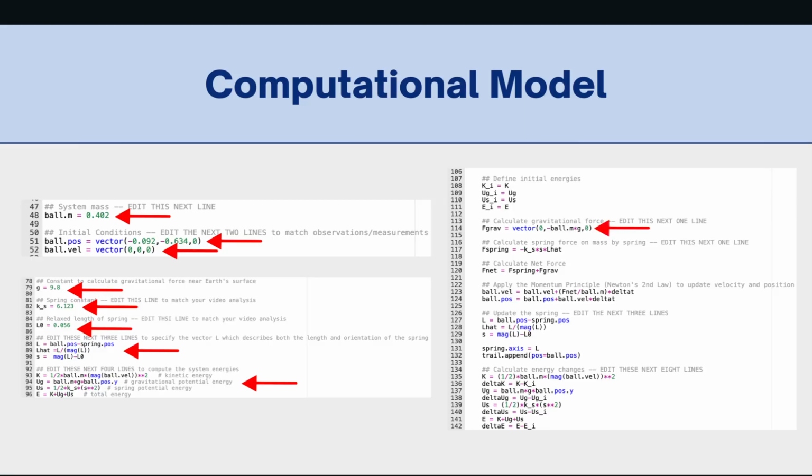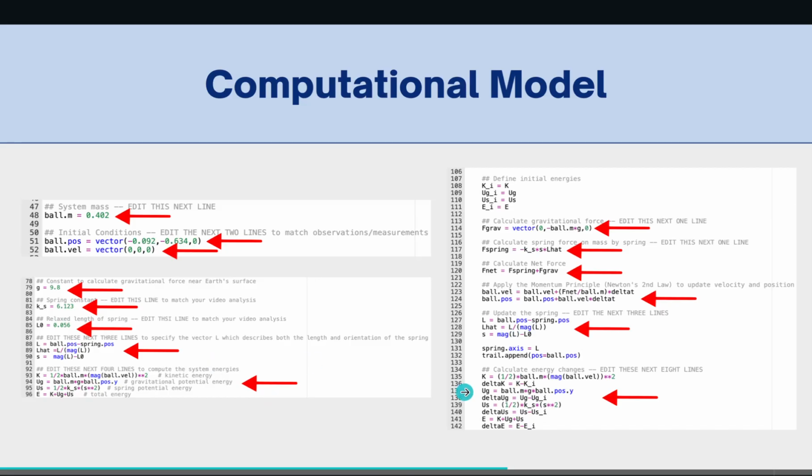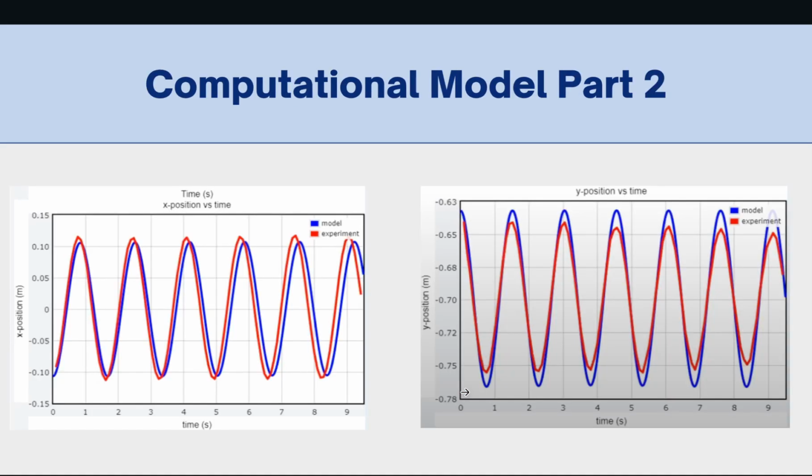Here we have the gravitational force as a vector, which obviously is 0, negative mg, 0. Then we have the spring force here, and the net force is the spring force plus the gravitational force. Here we have the velocity and position updates, which are derived from Newton's second law, the update position for the spring, and here we have the energy changes, so the changes in the energy based off of the energy systems that we put in earlier. So here's the computational model.